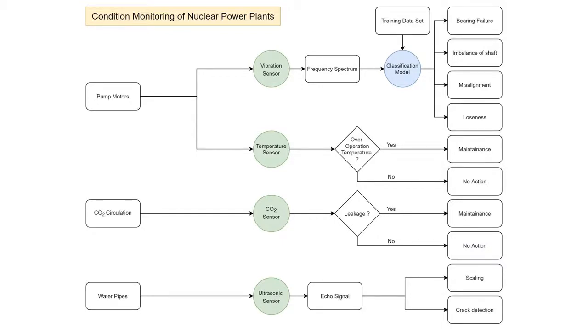The second part includes the continuous heat monitoring of the motors to decide whether they are operating above their allowed operation temperature. Third would be the leak detection of CO2 in the cooling system. For this purpose, a gas sensor would be deployed which would measure the concentration of CO2 inside the containment building and send an alert if a dangerous concentration has been reached. The last part of our architecture consists of the ultrasonic testing of water pipes to detect scaling or cracks inside the pipelines.